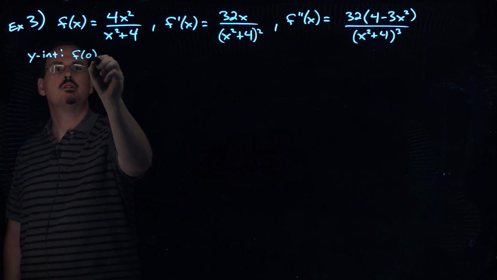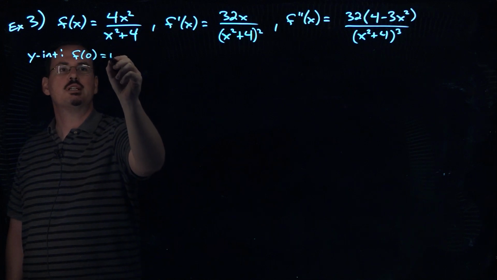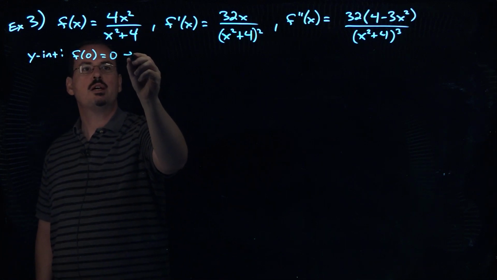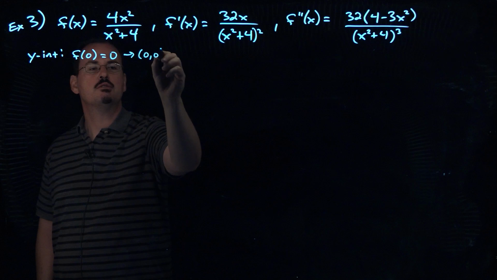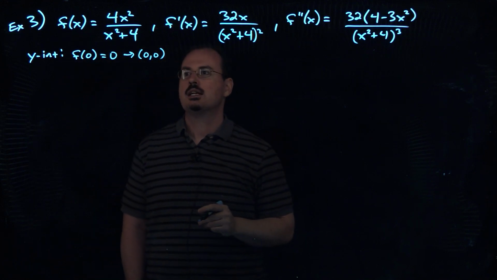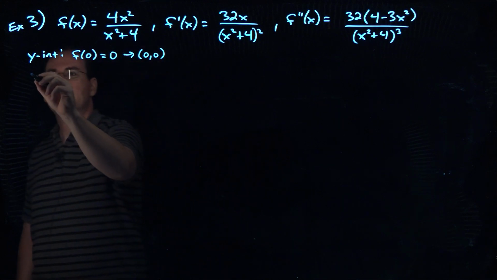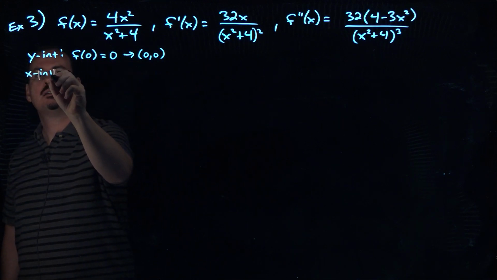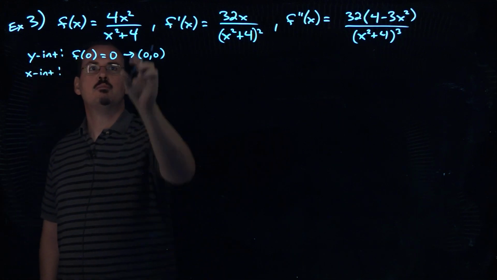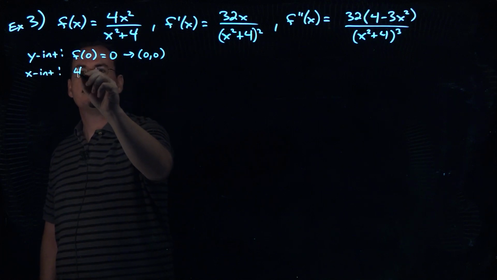So f of 0. Well, if I plug 0 in there, I'm just going to get 0. So f of 0 is 0. Our y-intercept then is at (0, 0). Okay, now it turns out that since the y-intercept is (0, 0), that means the x-intercept also is (0, 0). And you can find that by just setting the whole function equal to 0. But really, all you need to do is set the numerator equal to 0.